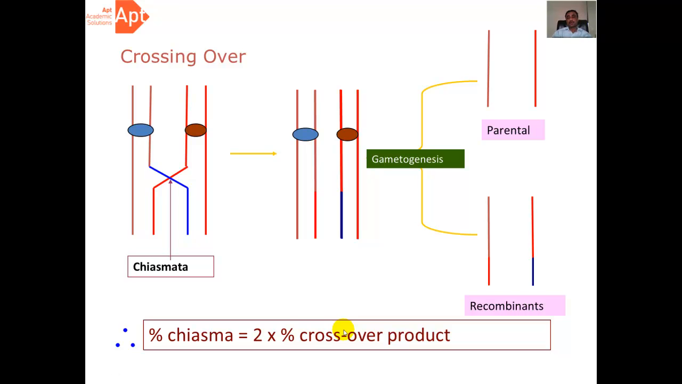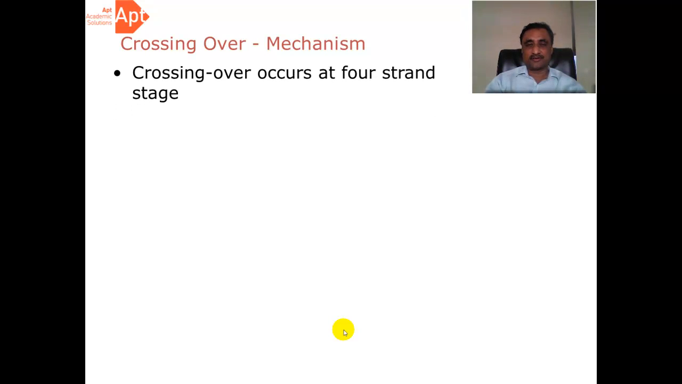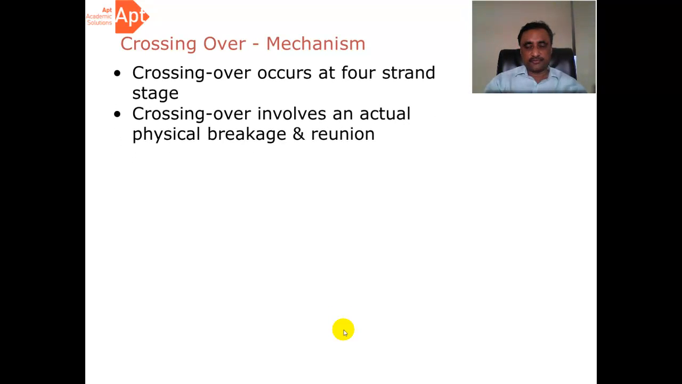Over a period of time, a number of theories have been given, right? First thing first, crossing over always occurs at the 4-strand stage. Why the 4-strand stage? Because out of 4, only 2 participate in the crossing over. So the maximum possible recombination is only 50%. Beyond 50% is not possible. That is why crossing over occurs only at the 4-strand stage.